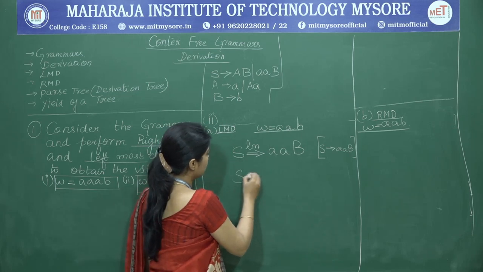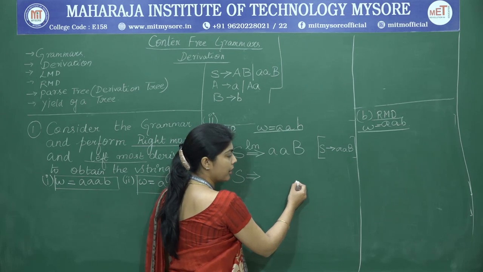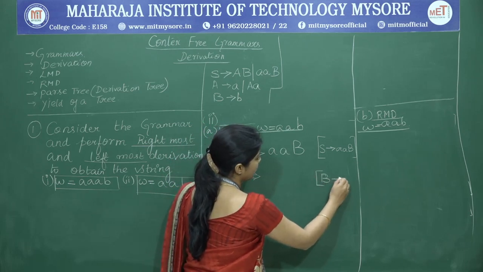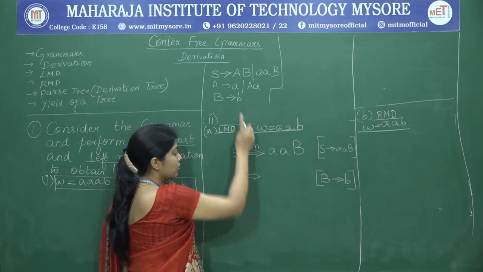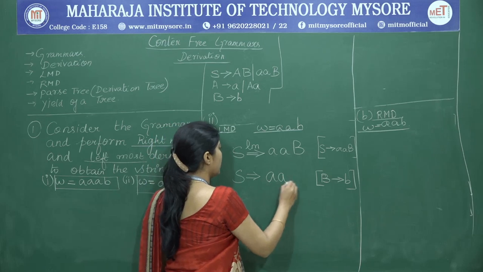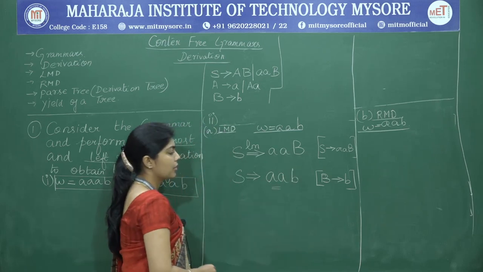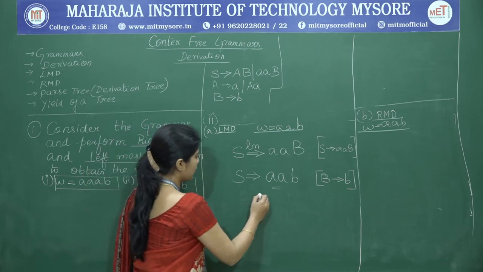Next step is going to be, we know that this B has to be replaced with a small b. Therefore, the production rule is going to be capital B goes to small b. So, we have AAB. This is the end of the derivation because we have arrived at the string which was required. We will write the parse tree for this.